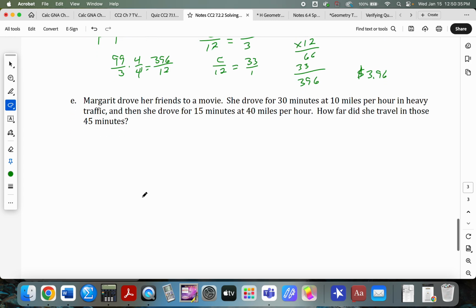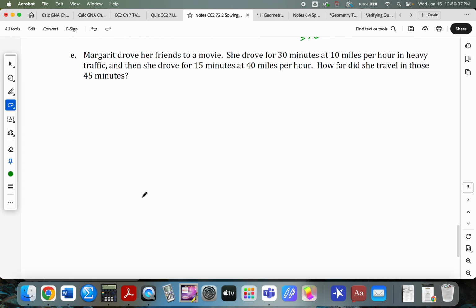All right. Margaret, who spells her name strangely, drove her friends to a movie. She drove for 30 minutes at 10 miles per hour in heavy traffic, and then drove for 15 minutes at 40 miles per hour. How far did she travel in those 45 minutes? Is this proportional or not? No, because the rate's changing, right?